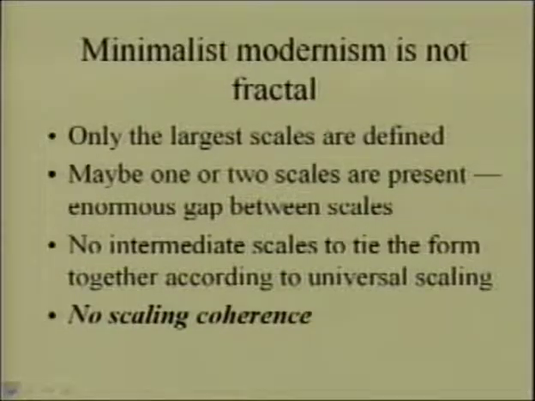Now, if you have a similarity of forms and the factor is too large, then that does not give you a scaling coherence. If you have an object, say, in a more contemporary architecture, and you have its magnified copy that is 20 times as large, well, these two sizes are so far apart that cognitively we don't relate them. So there is no scaling coherence. You really need the intermediate scales to tie the form together.